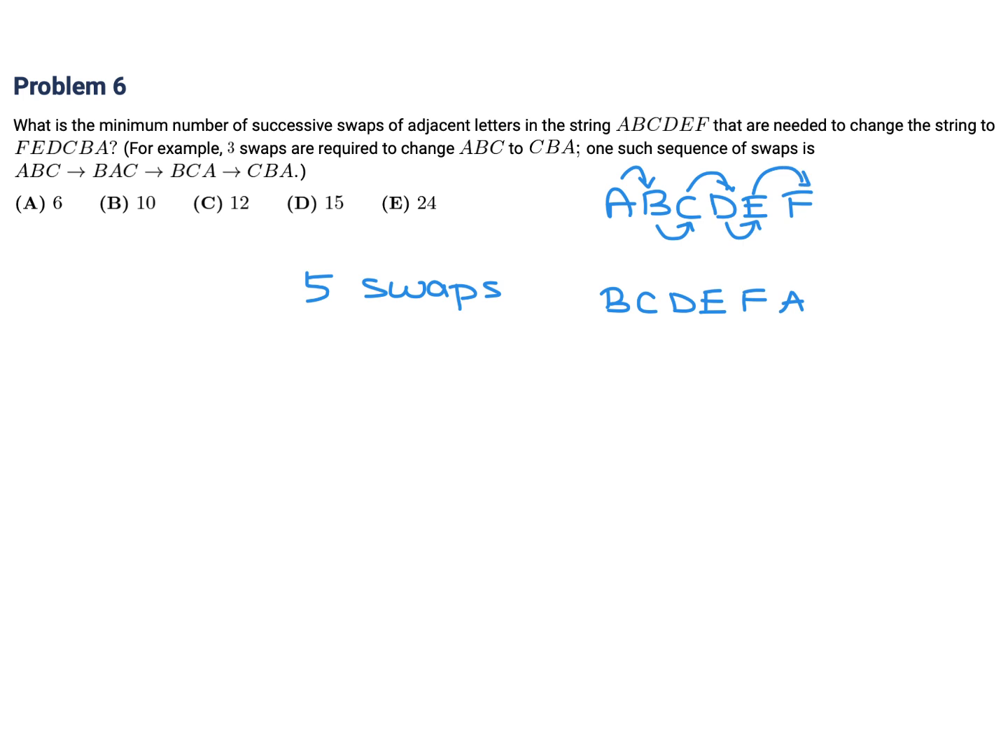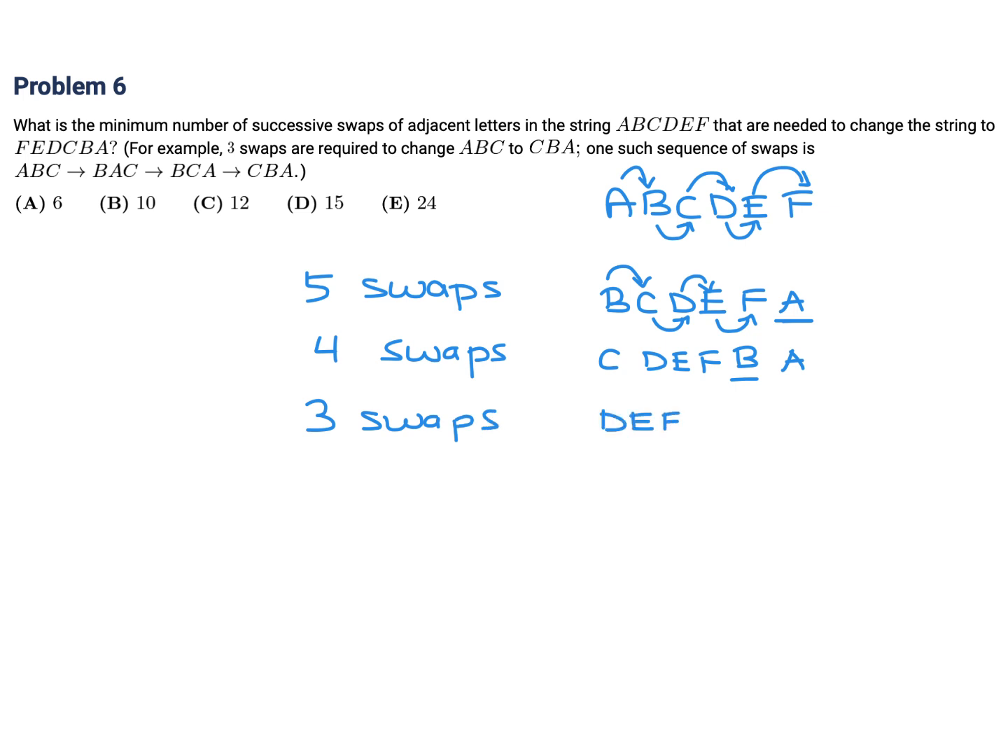5 swaps. Then you need 4 swaps to bring the B to the second last position. So it'd be C, D, E, F. Again, the first swap here, the second swap there, the third swap, the fourth swap, and eventually B would be in that second last position. And then 3 swaps to get the C to the third last position, which would make this D, E, F, C, B, A, like that, right? C was switched there, then there, then there, and that would bring it there for its 3 swaps.